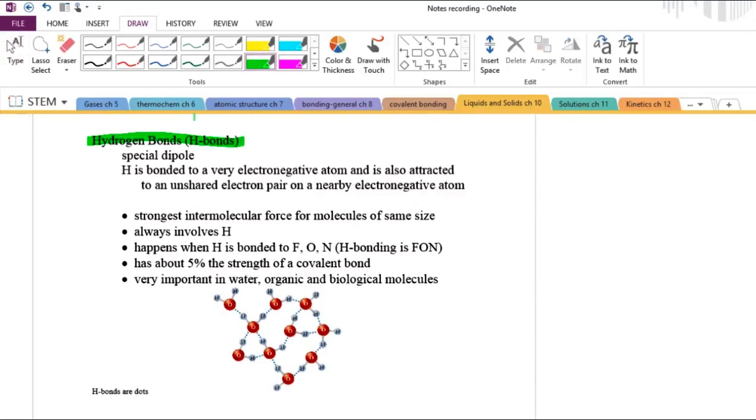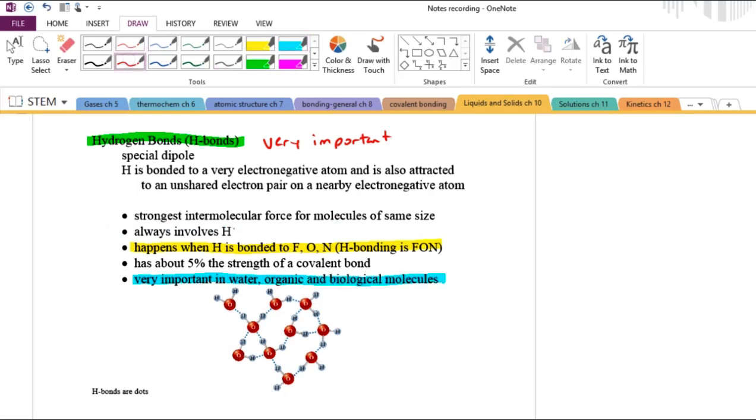And then we have hydrogen bonds, which are very important. They're a special type of dipole that only happens when you have hydrogen bonded to fluorine, oxygen, or nitrogen. So a very electronegative atom, that's your fluorine, oxygen, or nitrogen. Now, this is very important because it's important in water, organic, and biological molecules.